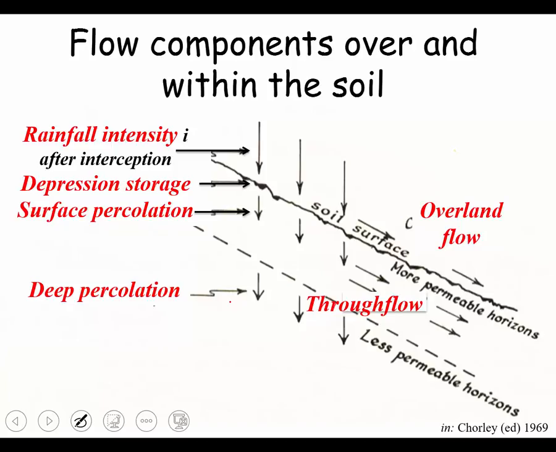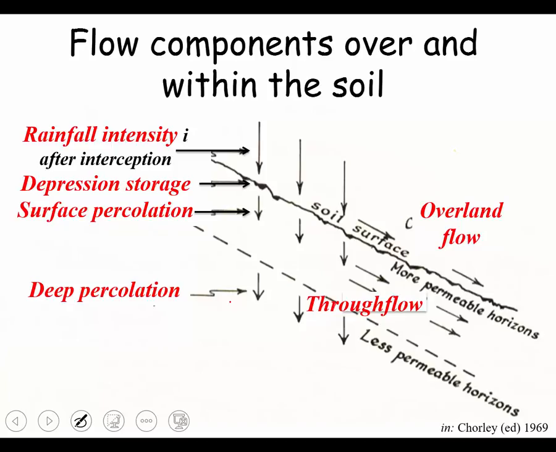Now, you don't have this diagram, but it's pretty self-evident. Here's our rain coming through. This is after interception, so after the vegetation has done what it's doing. Some of it is ponding, is depression storage, and some of it is percolating through the ground, infiltrating. And some of it is running off as overland flow.